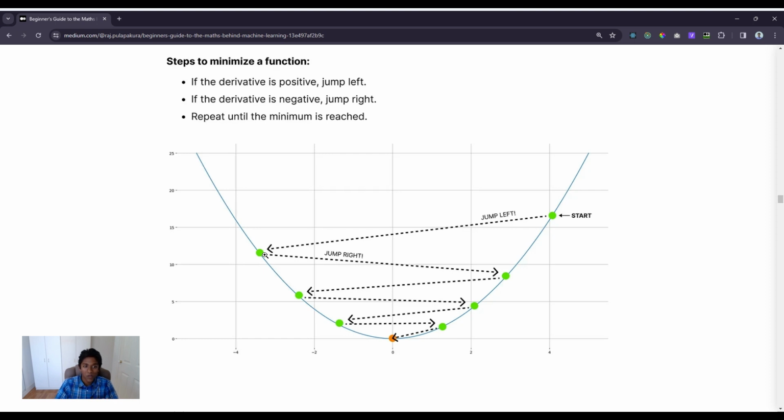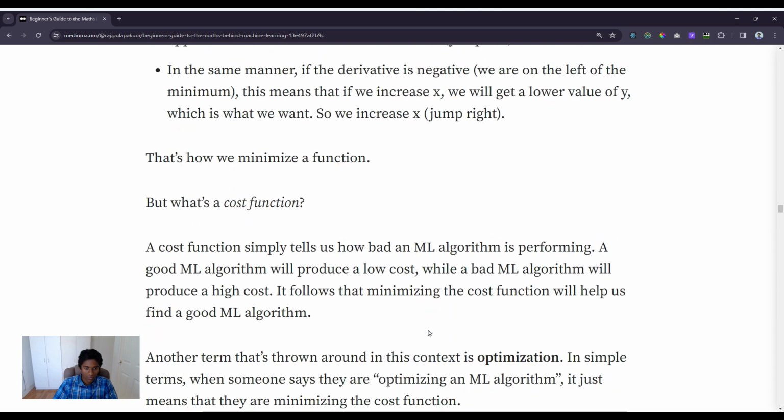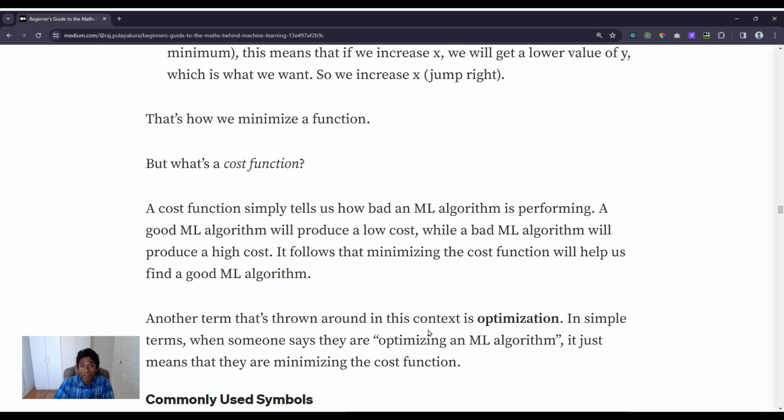Again, now we calculate the derivative. In this case, the derivative would be a negative number, which means if we increase x, y will decrease. And that's exactly what we want, right? We want to approach the point where y is minimal. So we jump right. We increase x. And then we keep doing that until we reach the minimum point. And that's how we minimize a function.